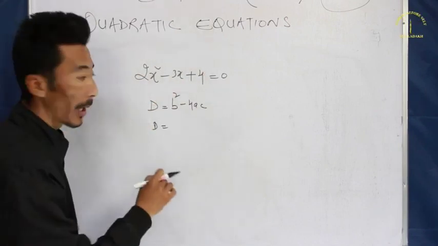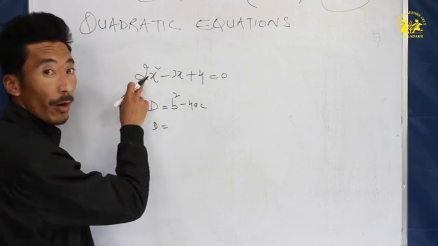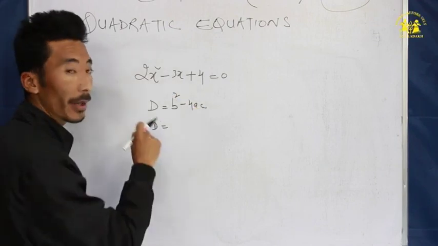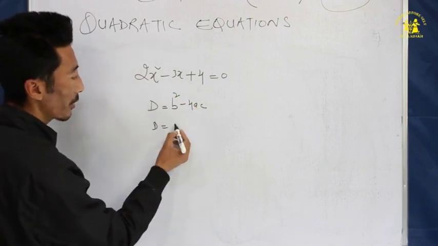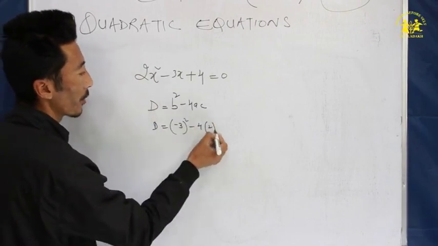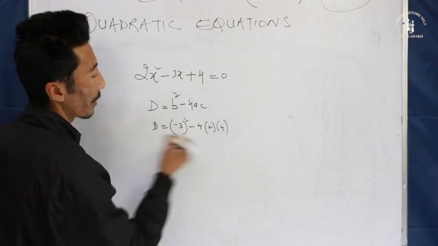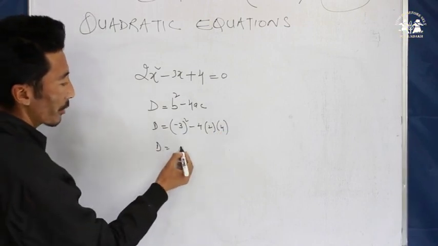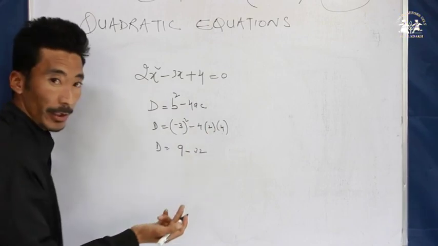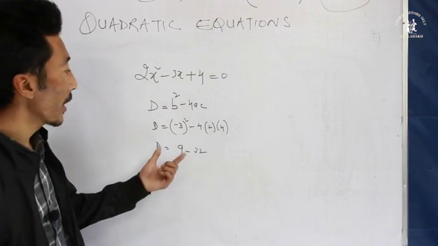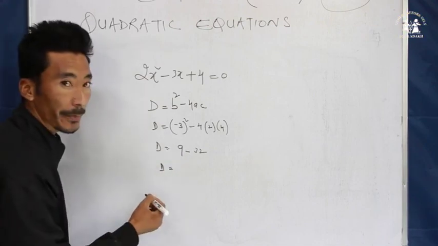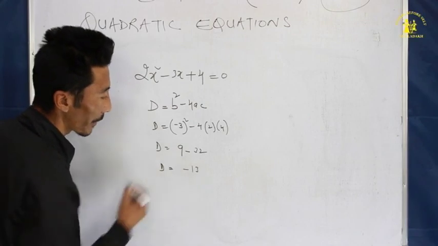Here a is the coefficient of x square, b is the coefficient of x, and c is the constant. So b square: b is minus 3, so minus 3 whole square minus 4 times a times c, that is 4 times 2 times 4. Minus 3 square is 9, and minus 4 times 2 is 8, 8 times 4 is 32. So 9 minus 32 is minus 23.